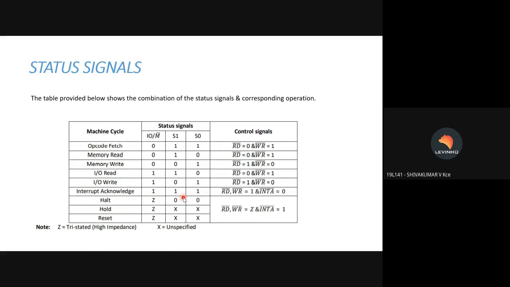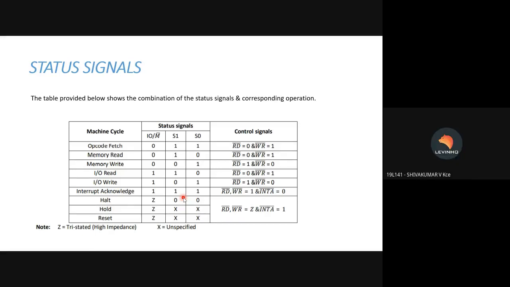Hello? Yes, Shivakumar, you are audible. I think you are using a mobile phone also. Okay, I think so. No, sir. Sir, the room is echoing. Okay, fine. You continue, Shivakumar.